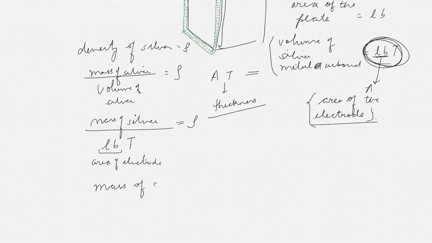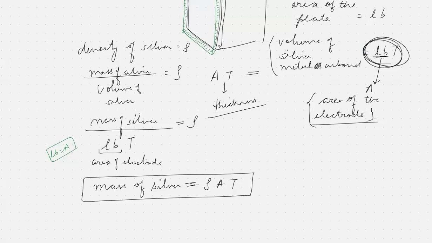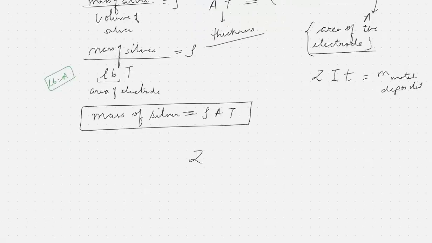So what will be the mass of silver? That is going to be rho A T, because L into B I'm calling area of the base. Am I right? Got it? So this is exactly going to be the mass of the silver. And have we learned the method that Z I T, current into time, is also the mass of this metal deposited? So can I say that ZIT is going to be rho AT?